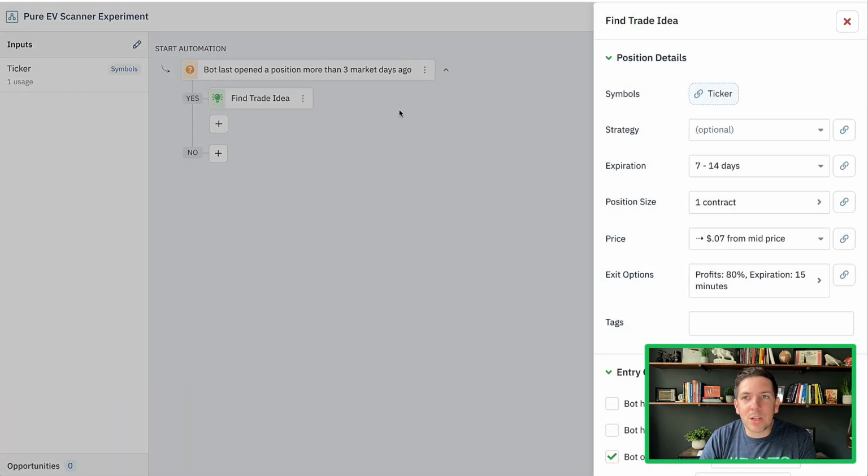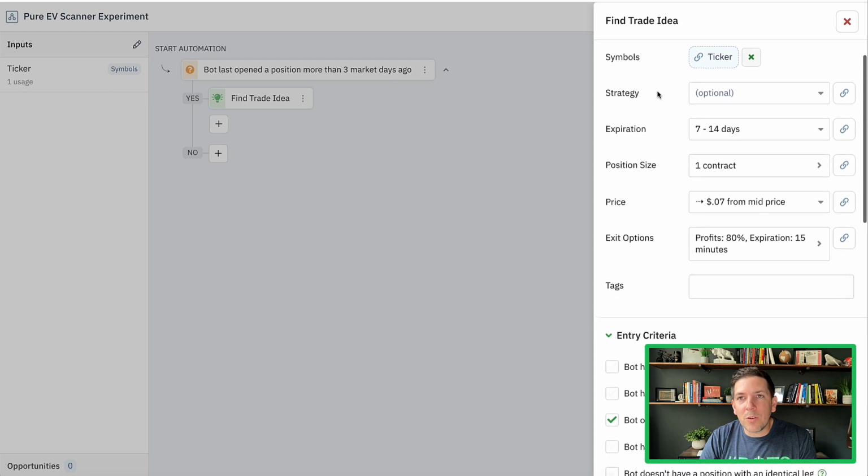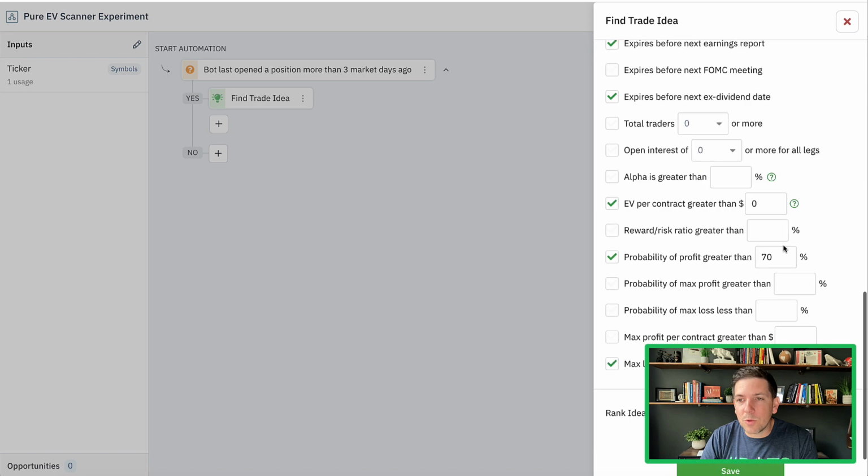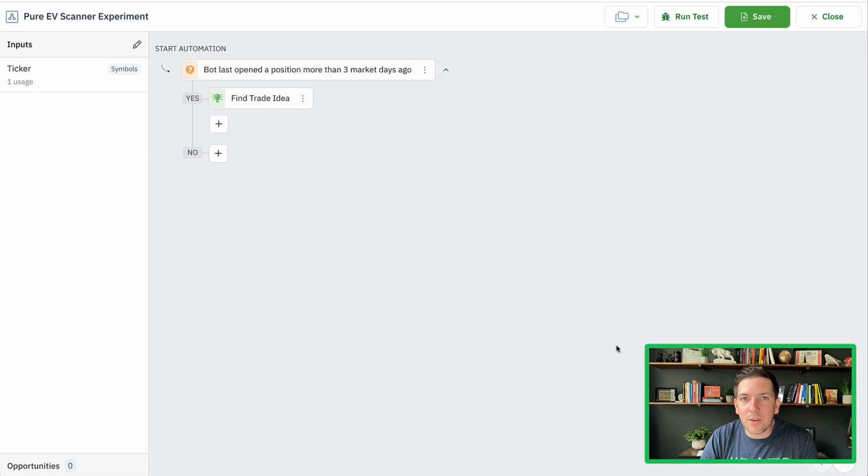The next thing that we want to do, and I completely forgot about this when I did this, but this is why you test, is we want to go in here to find trade ideas, and we want to check the criteria for bot has enough available capital. That will ensure that it's only going to attempt a trade if the bot has enough available capital. I didn't check this before, so I got that warning, that notification from the bot. So thank you, bot, for sending me that. But I can clean up the portfolio by doing that now for this particular symbol. Okay. So once I do that, I'm going to go down here and save all these changes.